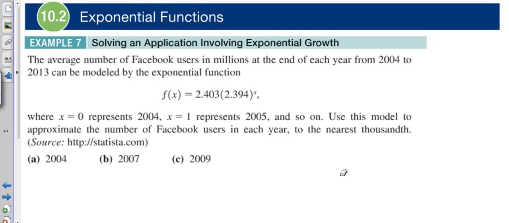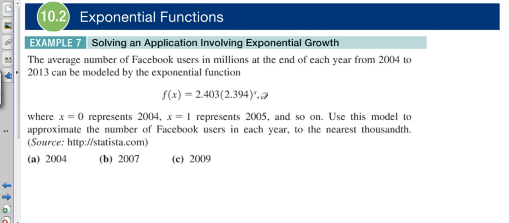All right, so the average number of Facebook users in millions at the end of each year from 2004 to 2013 can be modeled by this exponential growth problem right here. So this looks very familiar from what we've been doing from the previous examples, with our a of 2.403 and then 2.394 with the power of x. That's why this is our exponential function here. Now, our year 0 is going to represent year 2004, and x equals 1 will represent 2005, and so forth. So as you go up, each number is going to increase a year.